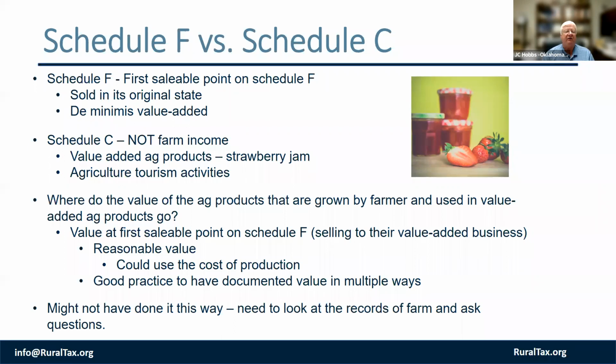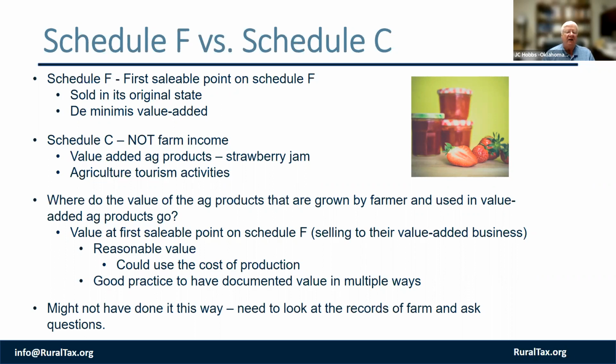So if it's sold in its original state, or if that de minimis value kicks in, again, our rule is basically 5% or less of the gross income or gross revenue, then we can report everything on the Schedule F. That is farm revenue reporting there. Schedule C is not farm income. So value-added ag products, strawberries into jam, etc., ag tourism activities, these types of things. But remember, reiterate, de minimis. If it's small enough, leave them on F.